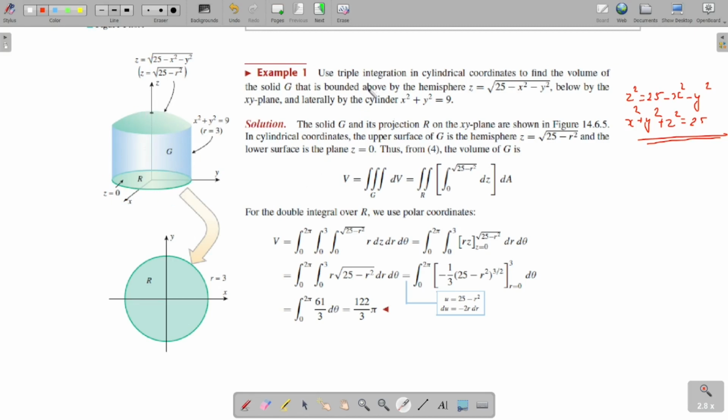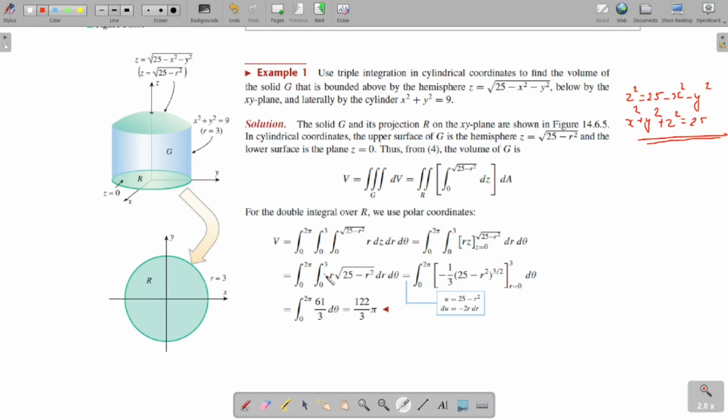We are asked to find the volume of this solid. Volume of the solid means V equal to triple integral over G dV. In Cartesian coordinate system, you know it is triple integral over G dx, dy, dz. So we are taking the dz as itself. Now we have to find double integral over R dA. It is actually double integral over R dr d theta. So that is replaced here. dA is replaced as r dr d theta, and dz is here.